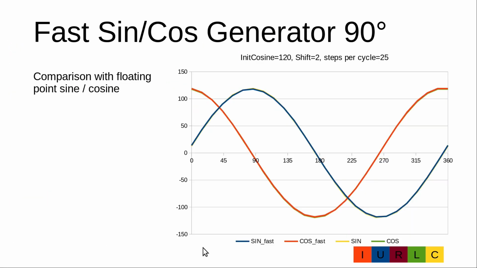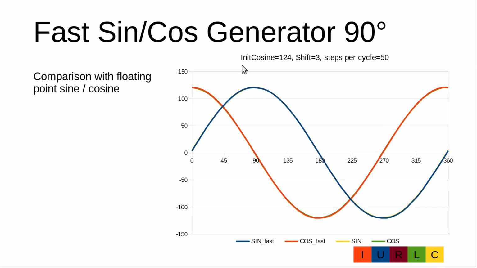And now we compare the output of the extended fast sine and cosine generator with the real sine and cosine function. With init cosine 120 and shift 2 we have 25 steps per cycle and see a real good matching of the sine and the cosine function, and also we see no phase error. With init cosine 124 and shift 3 we have 50 steps per cycle, and the matching of sine and cosine is even better, and also no error on the phase.